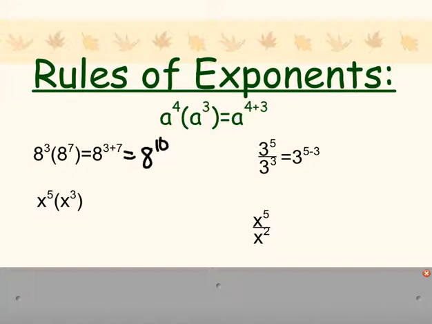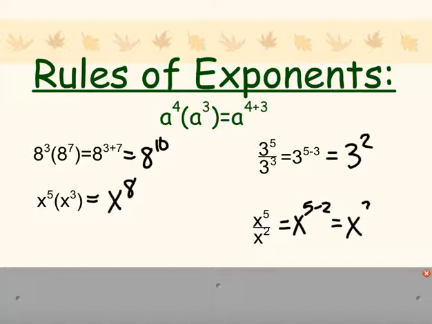If we're dividing things with the same base, we would do 3 to the 5 minus 3, which is 3 squared. X to the 5th times x to the third, we can add those exponents and get x to the 8th. And then dividing x to the 5th and x squared, we subtract and get x to the 5 minus 2, which is x to the third. Okay, so remember, when we are multiplying things with the same base, we add the exponents. When we're dividing with the same base, we take the numerator and subtract the denominator.